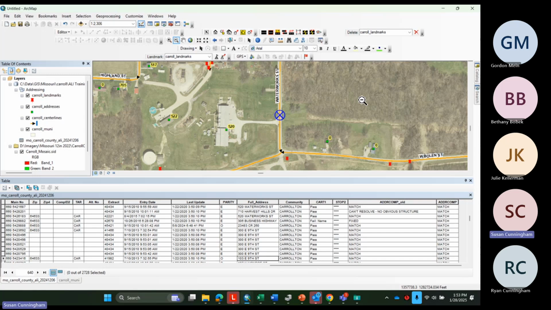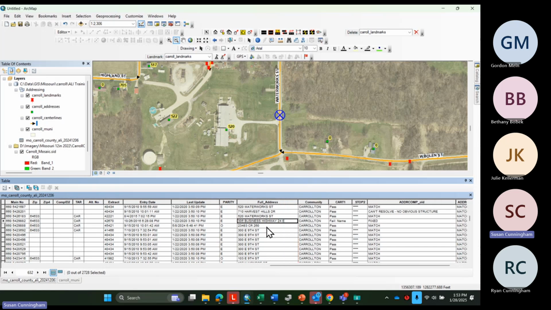Here's a case like this Business Highway. To me, that looks like it could have been a formatting issue. Business Highway 24E. We could have had business HWY. There could have been a lot of different things that would have prevented those from syncing up in the database.